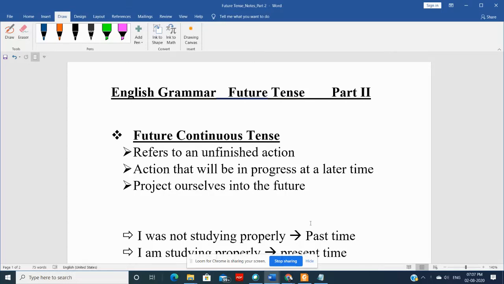Hello everyone. So we are back discussing our English grammar topics, that is future tense. And this is our part 2. In today's session, we are going to talk about future continuous tense. Alright? So let's start.